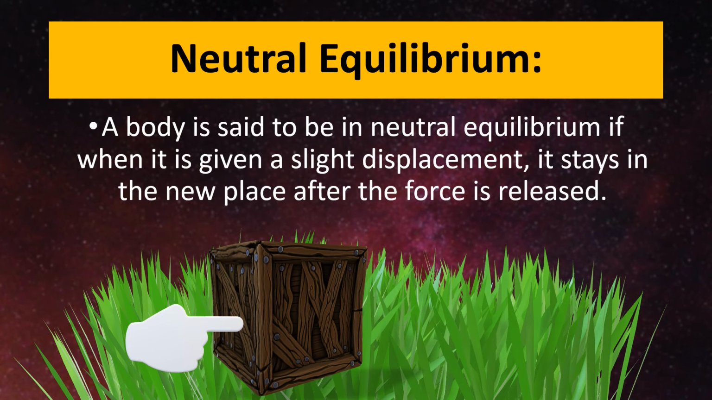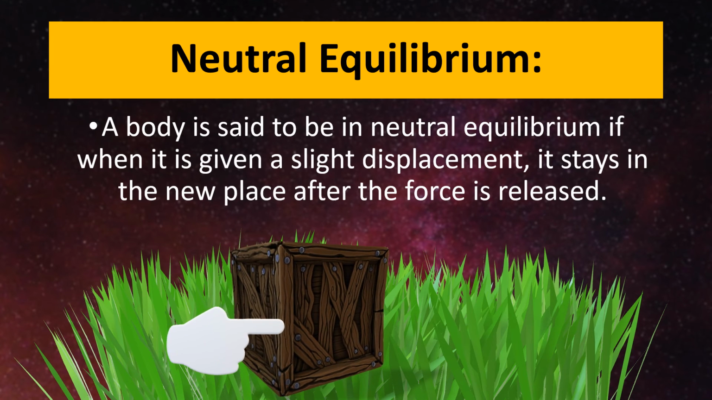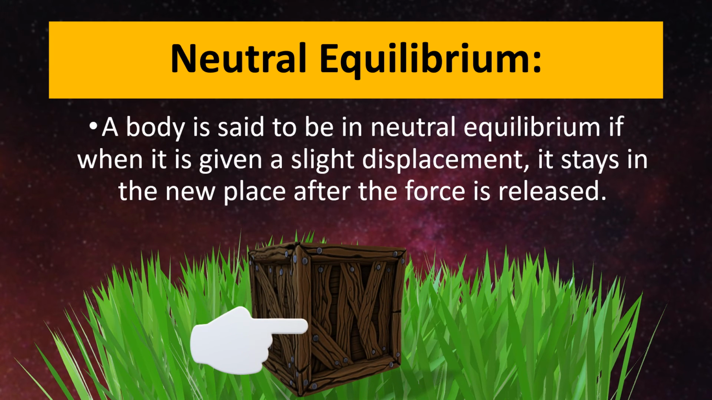Now, let's take a look at neutral equilibrium. A body is said to be in neutral equilibrium if, when it is given a slight displacement, it stays in the new place after the force is released. Now let's take a look at this example of a hand pushing a box on a grassy surface. We can see that as soon as the hand stops, the box stops. Hence, this box is in neutral equilibrium.